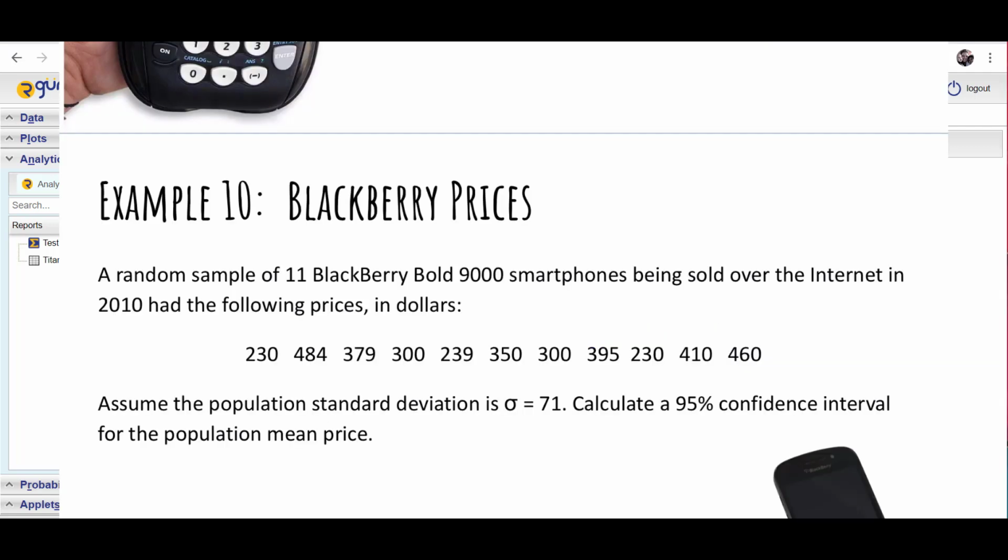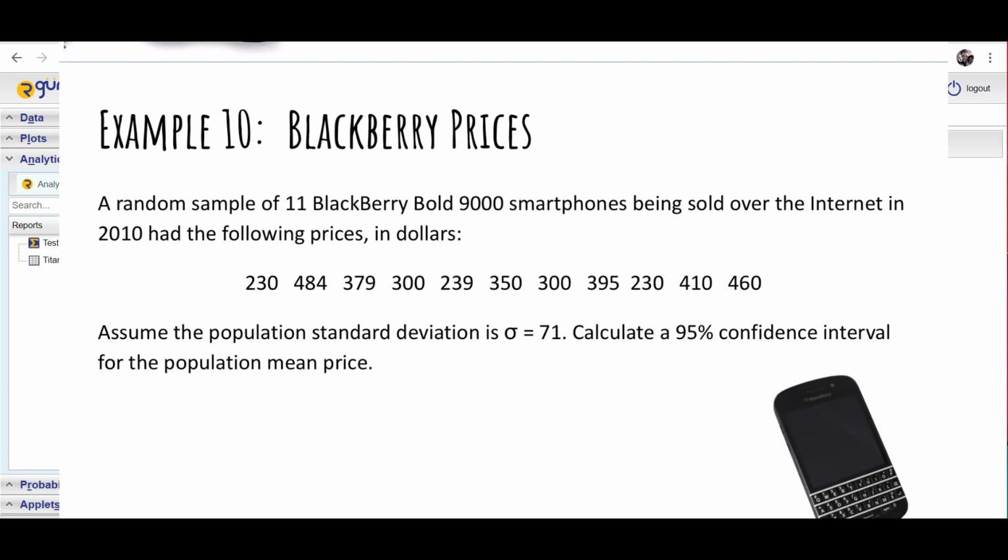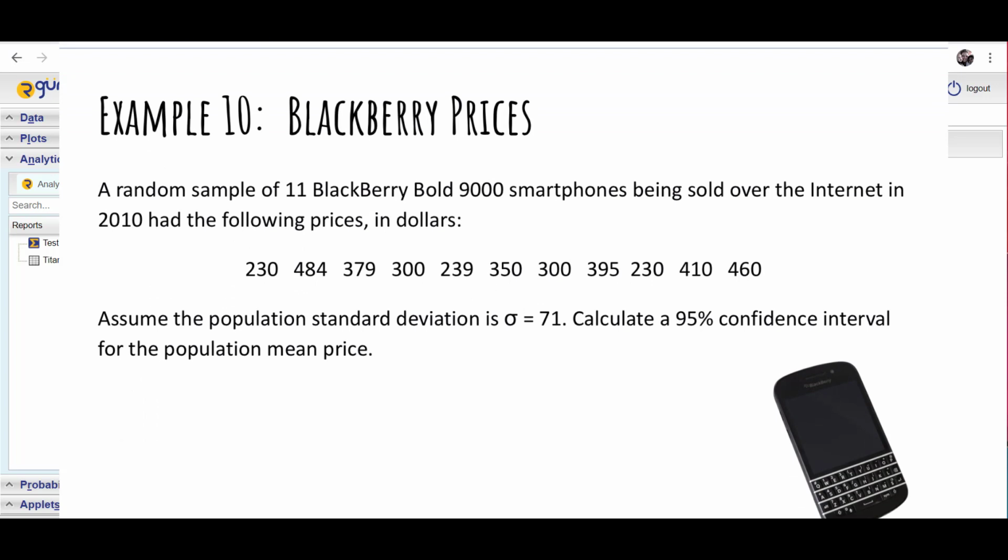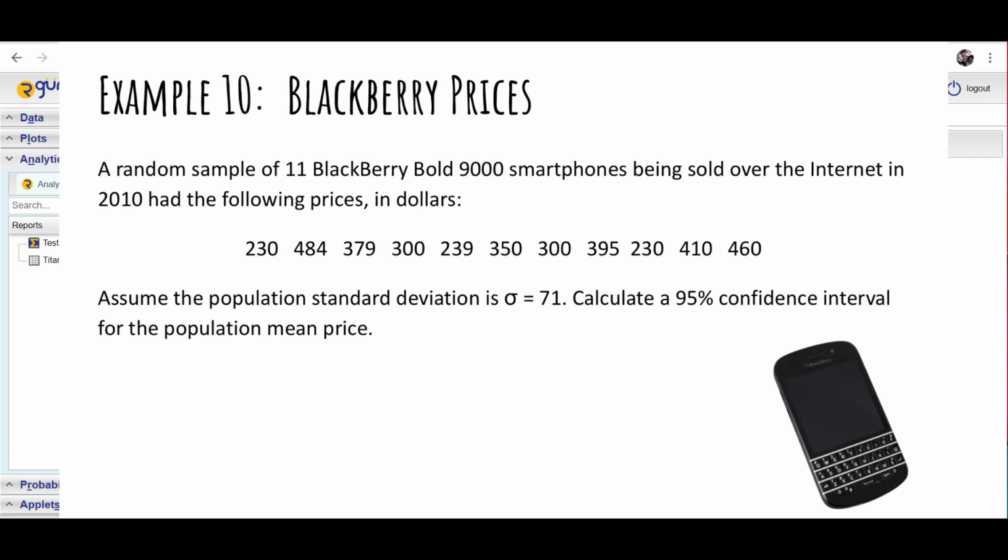Okay, I want to do one more where they give us the data set rather than individual sample statistics. It says a random sample of 11 BlackBerry Bold 9000 smartphones being sold over the internet in 2010 had the following prices in dollars. And they give us a list. Assume the population standard deviation is 71. Calculate a 95% confidence interval for the population mean price.